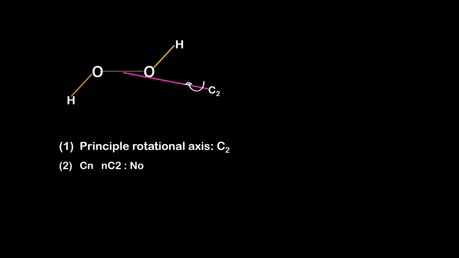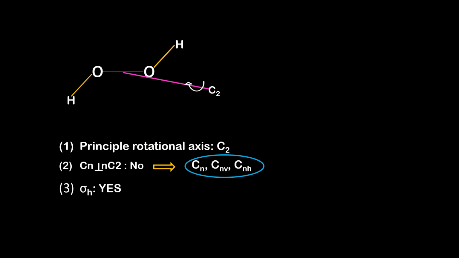Next, the example of trans H2O2. First, is there any rotational axis? Yes, there is a C2 rotational axis present in the trans H2O2 molecule. Second, is there any Cn perpendicular and C2? No. So it belongs to C type of the point group.